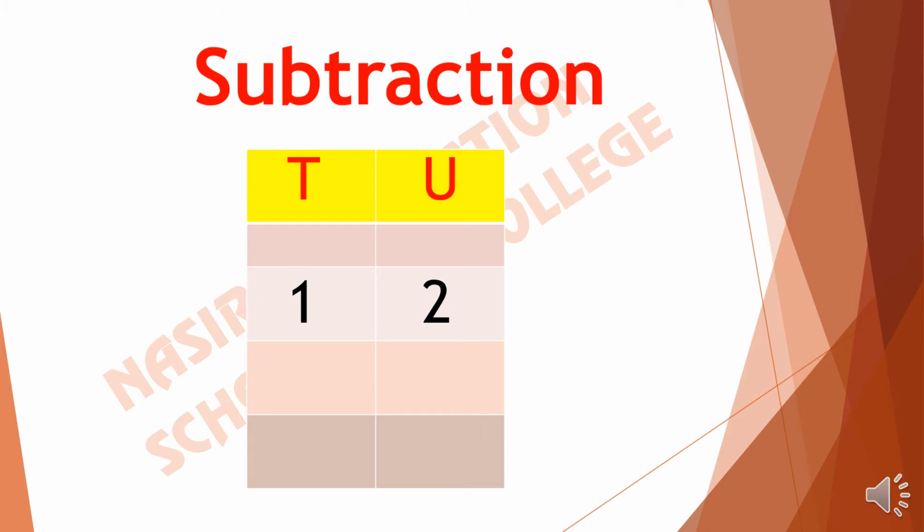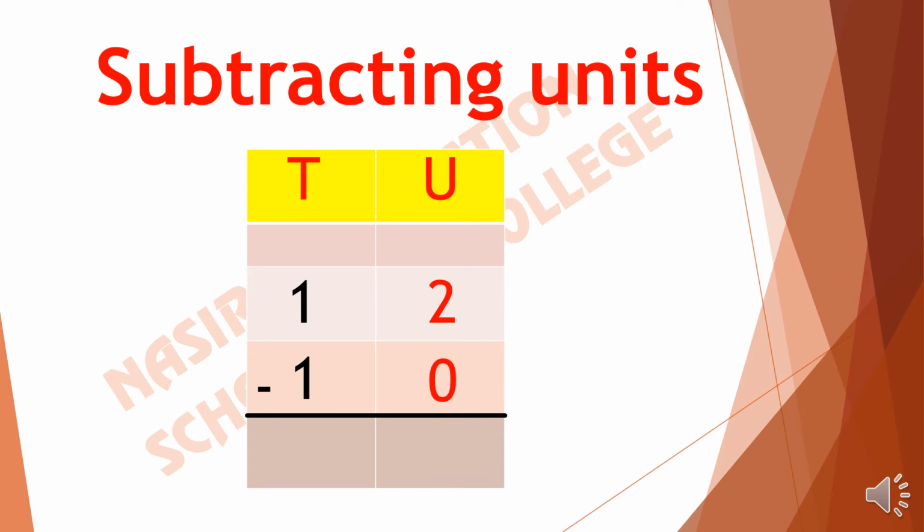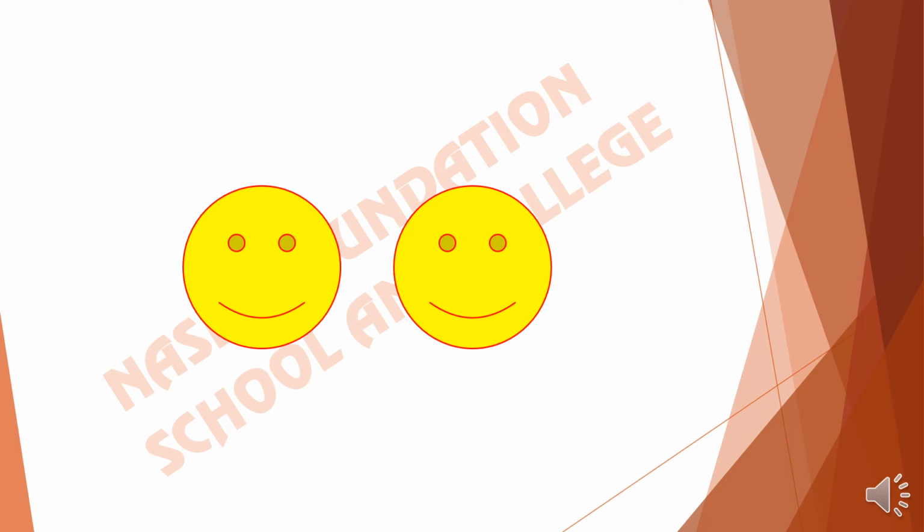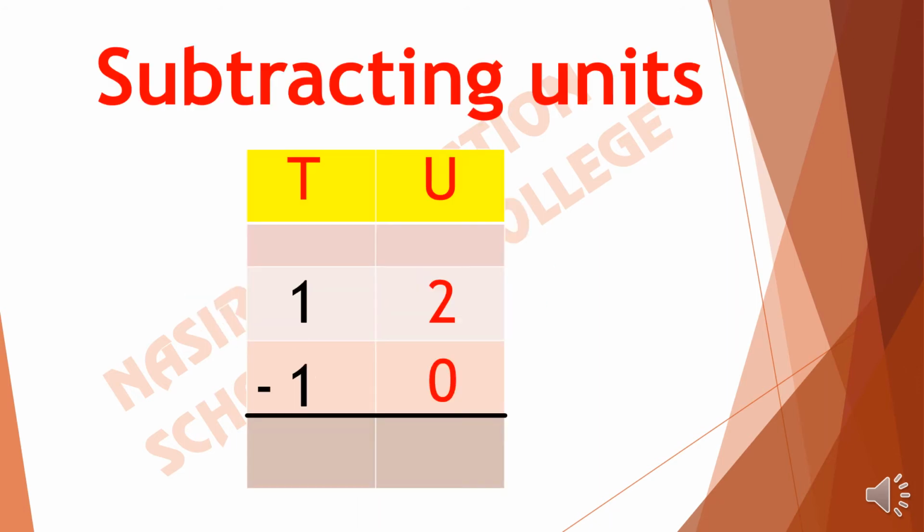And the next number is 10. We will place 0 in units column and 1 in the tens column, and we will use the symbol of subtraction. First of all, we have to subtract the units. We can see that we have to subtract 0 units from 2 units. From 2, if we subtract 0, it means we are getting the same number. We are left with 2. 1, 2. So we will write 2 in units column.